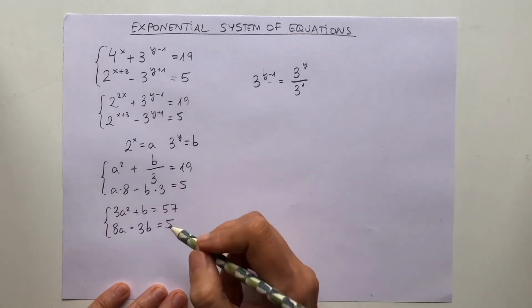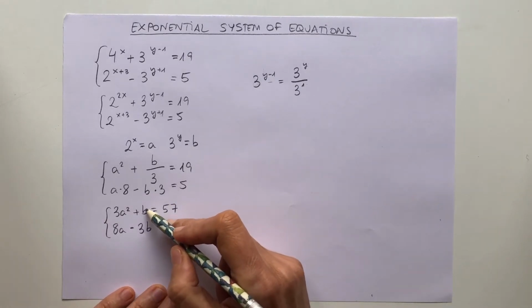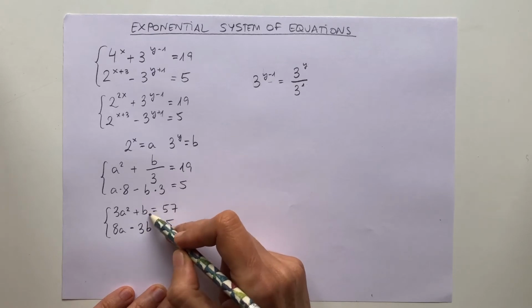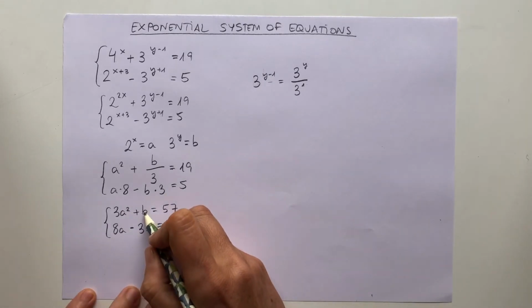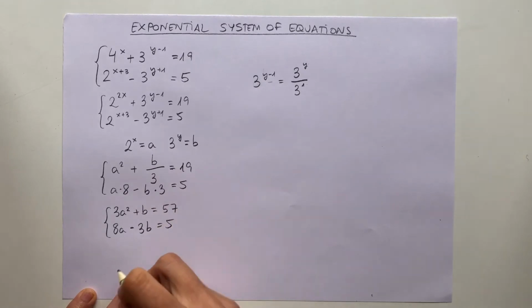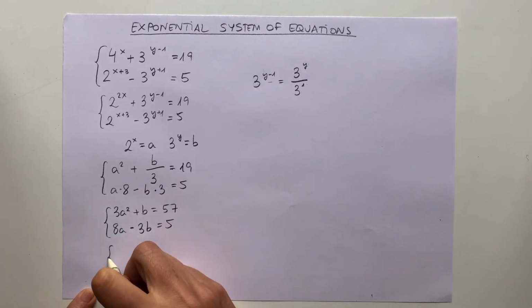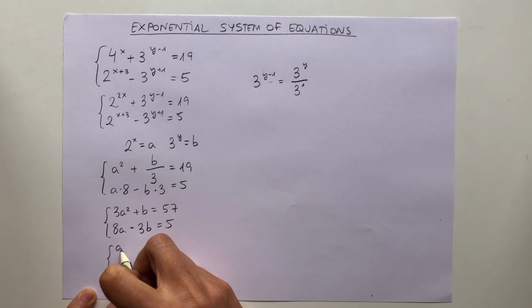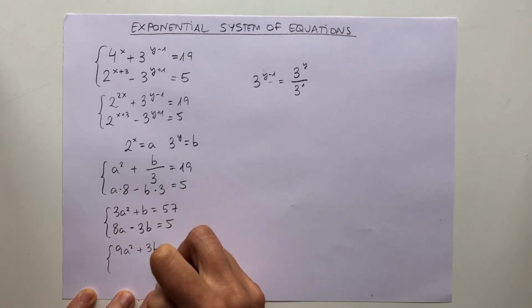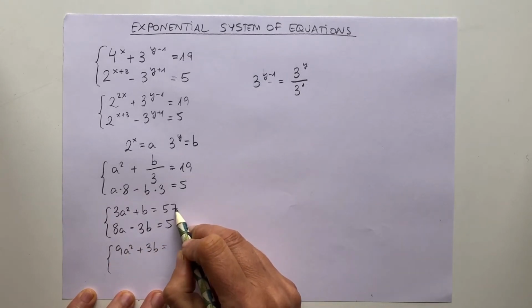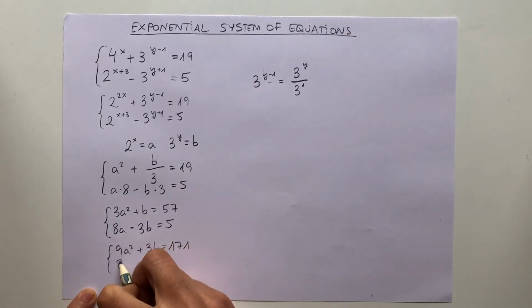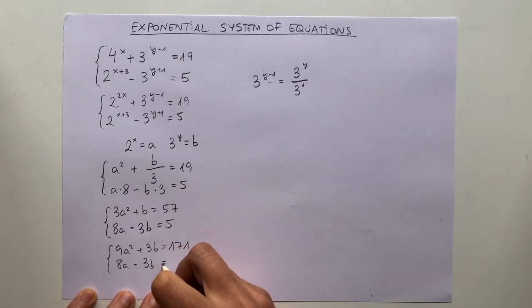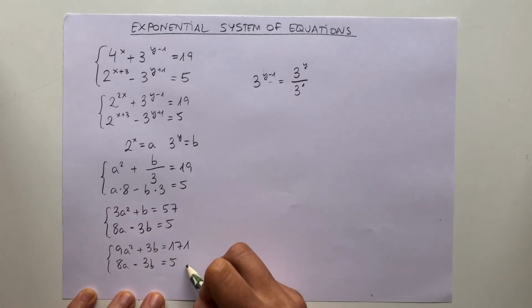Now, what I'm going to do is make this b disappear, like an addition elimination, although this is not a linear system of equations, but we will have an equation just with the variable b. So we are going to multiply this equation by 3, and when I add them, variable b will disappear. Let's do it. I would have 9a squared plus 3b, and then 3 times 57, that equals 171. And I leave this equation how it is: minus 3b equals 5. I'm going to add these two equations together.